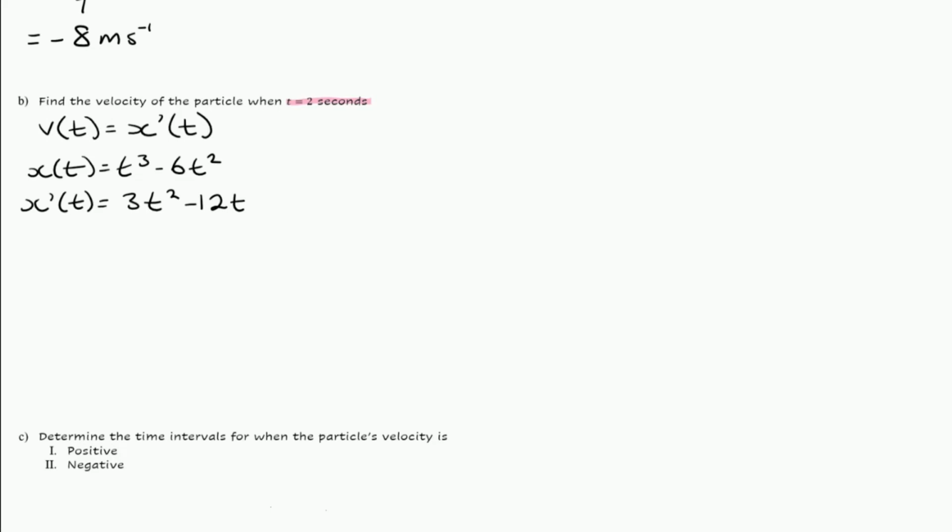Now specifically, I want to find my velocity at t equal to 2 seconds. So this is going to be 3 times 2 squared, take away 12 times 2. 2 squared is 4, times 3 is 12. So 12 take away 24. So 12 take 24 gives me minus 12 meters per second to the power of minus 1. So I can say that my instantaneous velocity at the point t equals 2 is minus 12 meters per second to the power of minus 1.